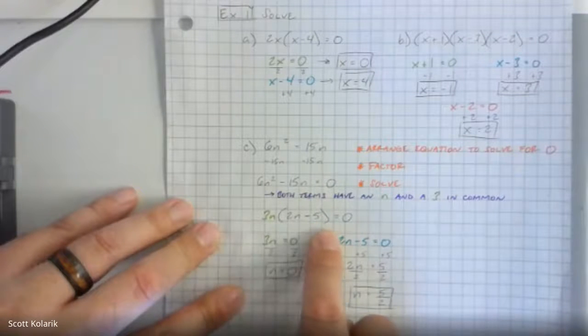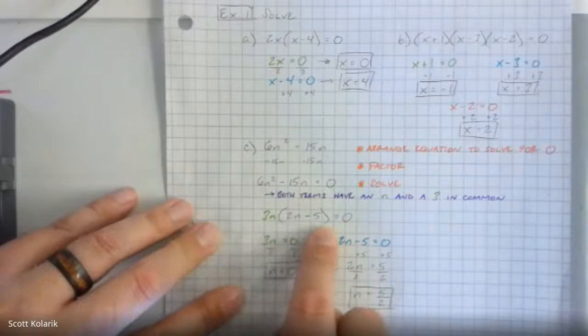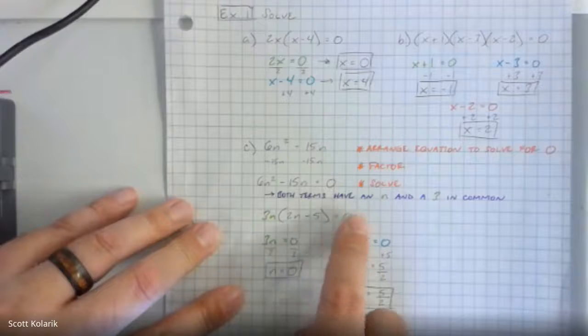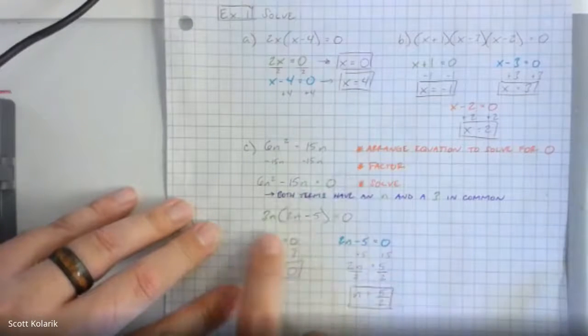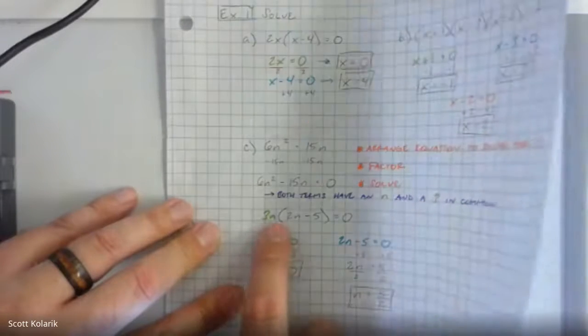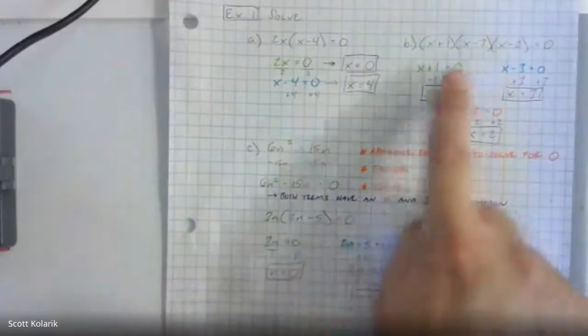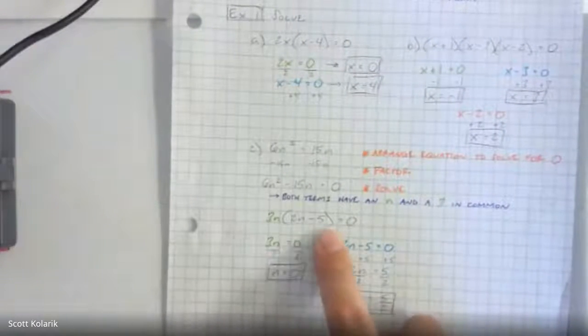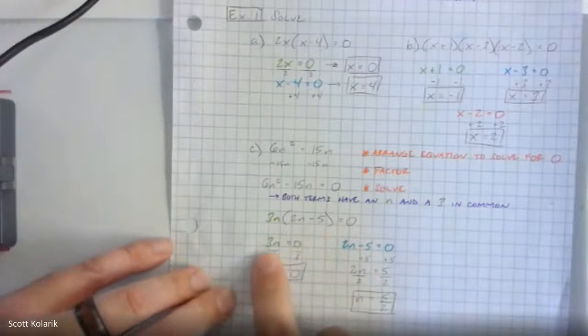Okay, and so there is my factored form of that same polynomial. 3n times 2n minus 5 equals 0. Step 1, rearrange your equation to solve for 0. Step 2, factor so that now I can apply the zero product property because now I have a product being done right here. And now this is just like these previous problems. Okay, now that I have a factored form equal to 0, I can set each factor equal to 0.